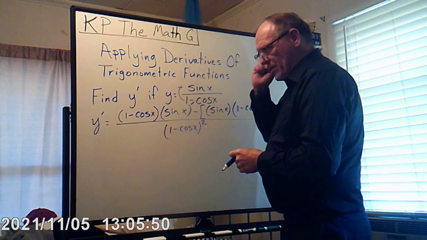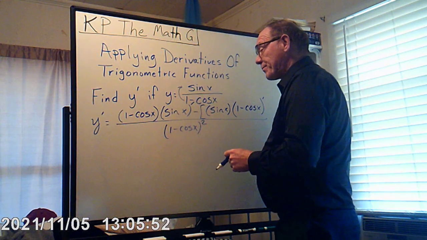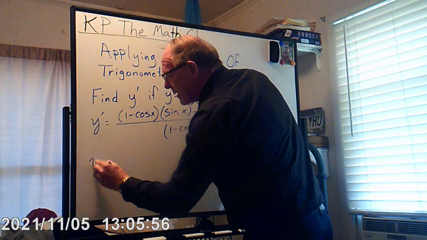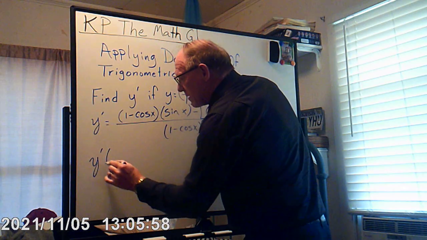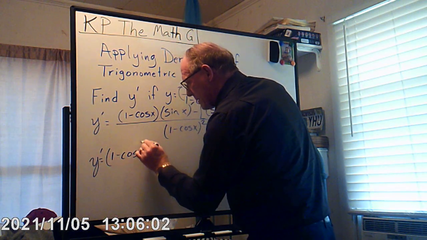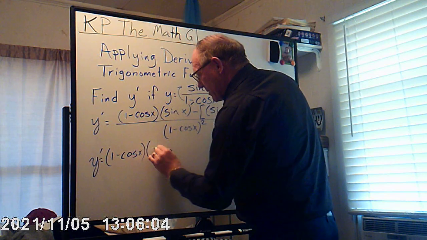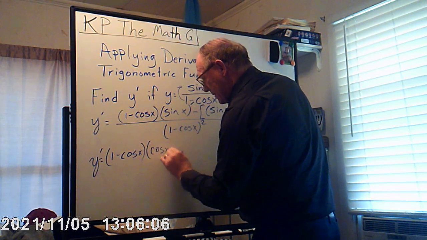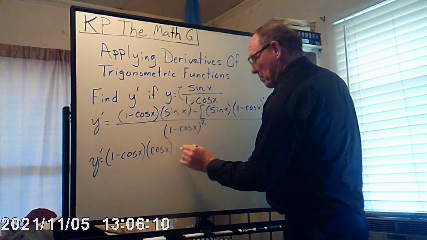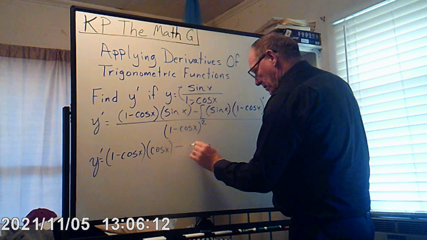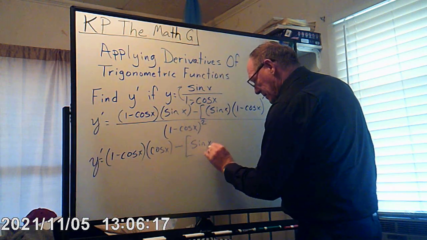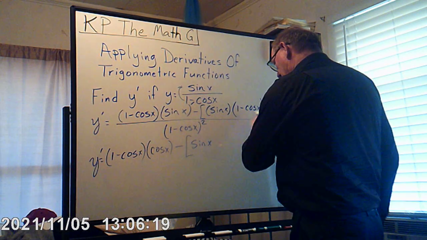Okay, so now let's continue. Let's find the derivative of sine. The derivative of sine is cosine. So 1 minus cosine of x times cosine of x. Alright, so minus sine x times the derivative of this.